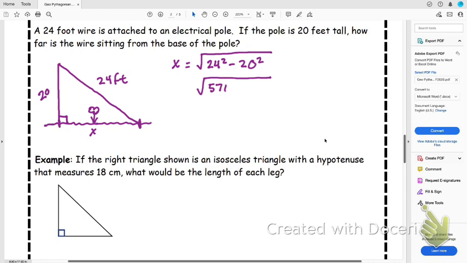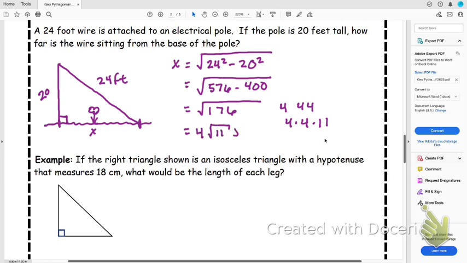576 minus 20 squared? 400. So I'm assuming you're all going to say 176. Yeah, probably. Can I reduce that? I think 4 goes into it, don't you? Maybe. 4 goes into 44, so 4 and 44. Well, that'd be 4 times 11. So I can bring out a 4 square root of 11 feet.